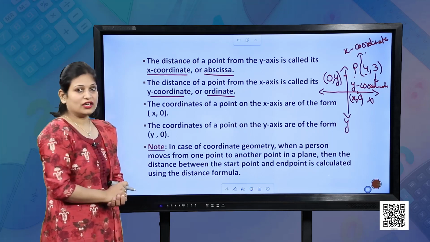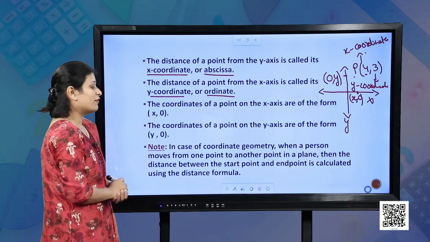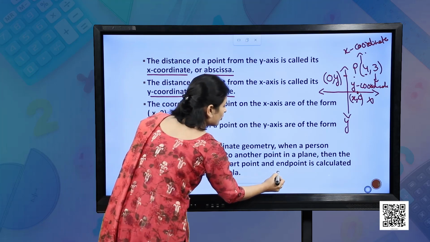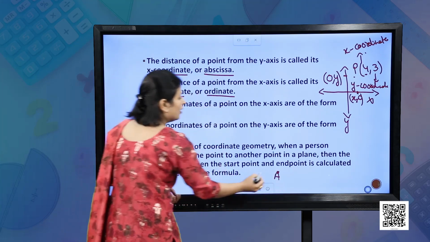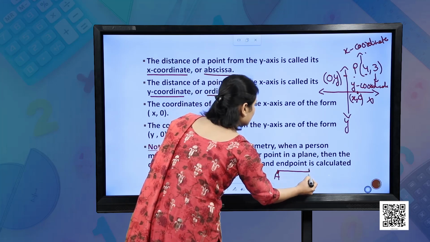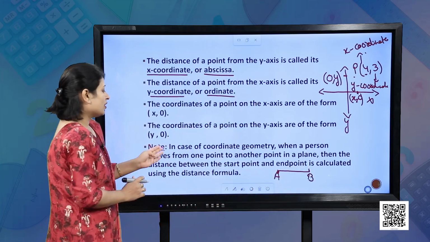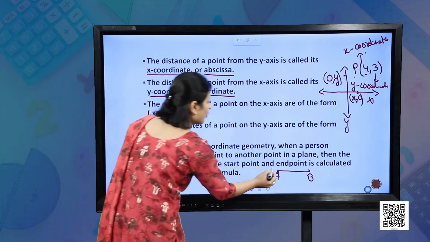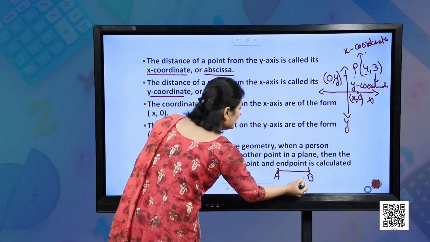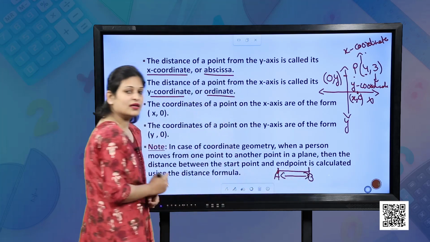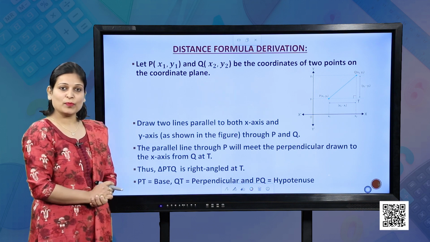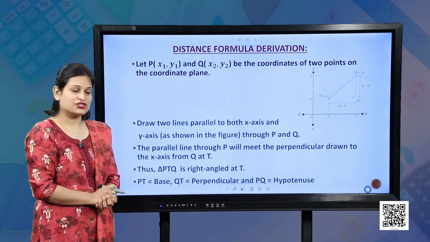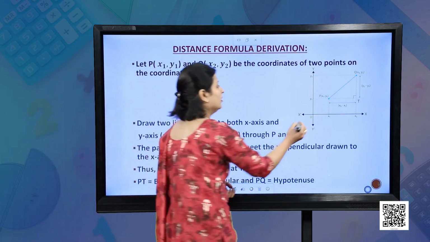So, in coordinate geometry, suppose a person is standing at point A and moving towards point B. Then the distance between the starting point and the ending point is calculated by using the distance formula. Now, we will derive the distance formula. For this, we need to consider 2 points on a plane which is called the Cartesian plane or the coordinate plane.